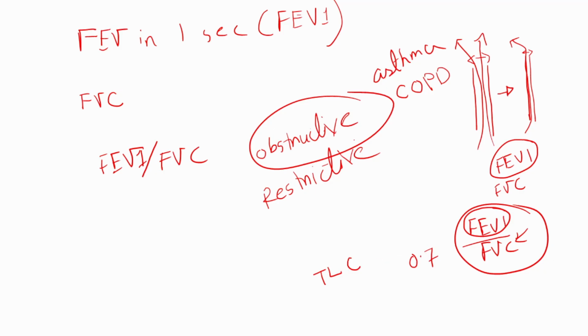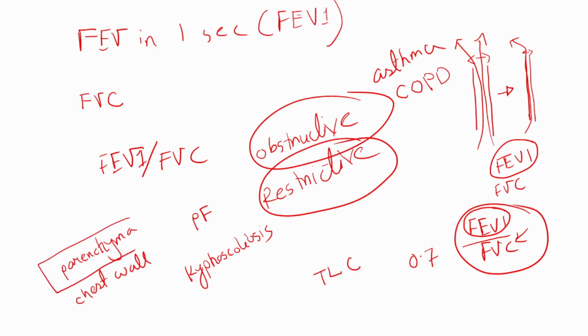Now let's compare that with the restrictive pattern, which we see in conditions like pulmonary fibrosis or thoracic deformities like kyphoscoliosis. The primary issue here is not the airways, it is the lung parenchyma or the chest wall itself. Parenchyma means the cells of the lungs, for simplification's sake. In this restrictive condition, the lungs become stiff, hard, or restricted from expanding properly. Because the lung cannot physically expand to take in air, the total lung capacity is always reduced.